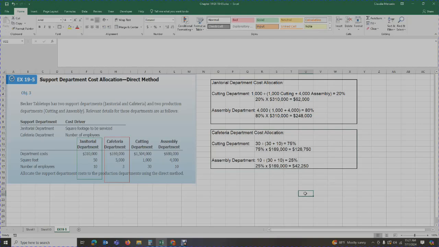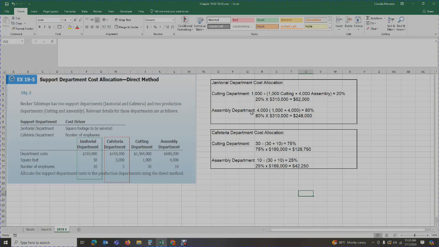Now let's go back and recap. What is happening in this problem? We have two support departments that service the two production departments. The cost drivers are square footage for the janitorial department and number of employees for the cafeteria department. The company incurred janitorial and cafeteria expenses. These expenses don't relate directly to production, but these departments are needed to keep those departments going. They're support departments. The cost of those two support departments needs to be allocated to the production departments based on their usage, based on the cost drivers.